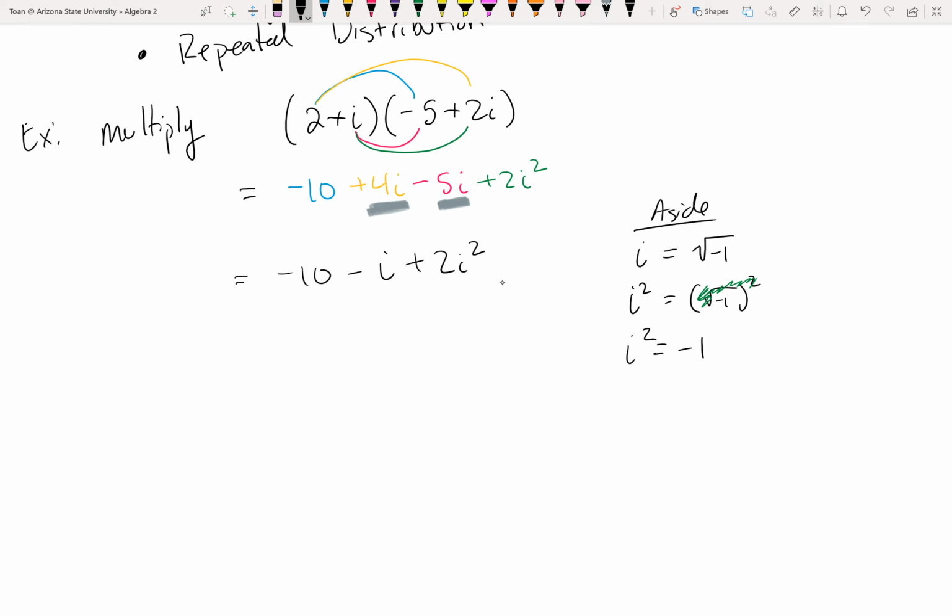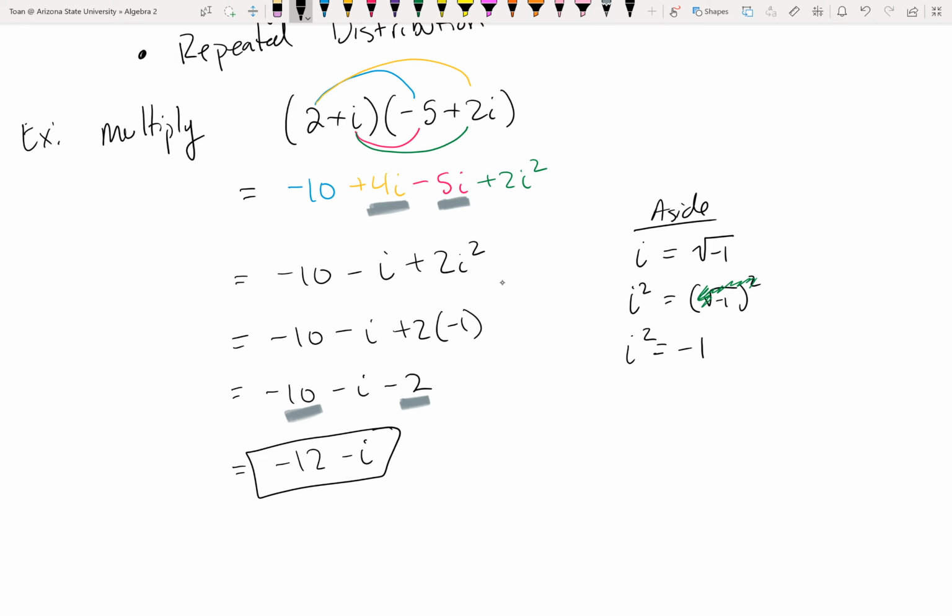So anytime you see an exponent on an i, you should be able to simplify it. In this case, i squared is negative 1. That's the substitution I'm going to make. Instead of 2i squared, it's going to be 2 times negative 1, which of course is negative 2. And then I have more like terms to combine. So my final answer is negative 12 minus i. That is the product of the original problem.